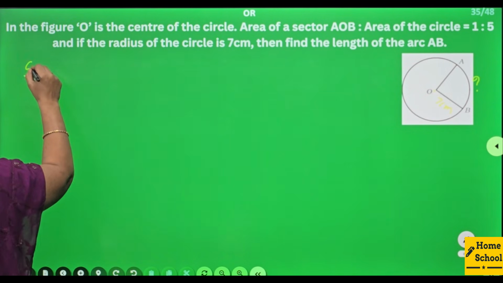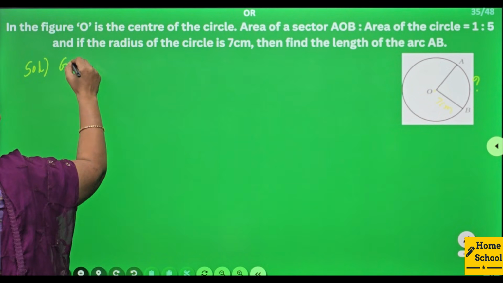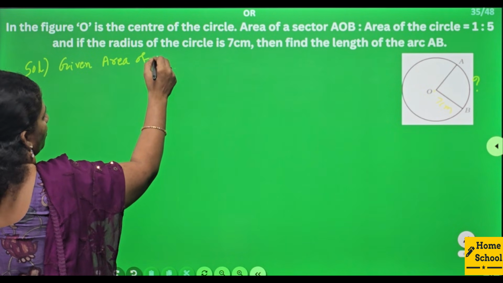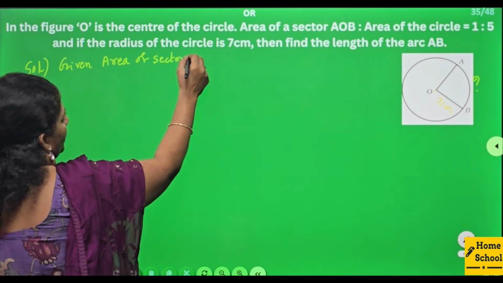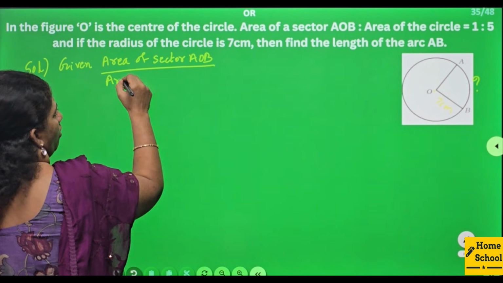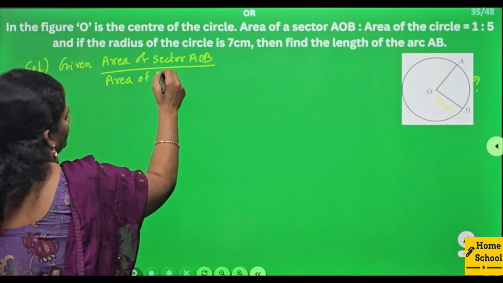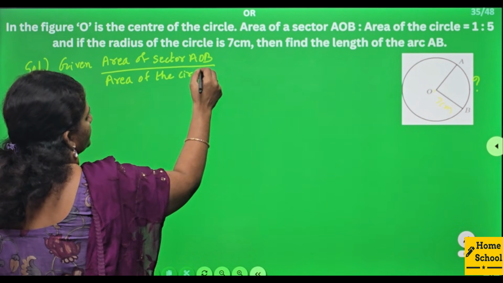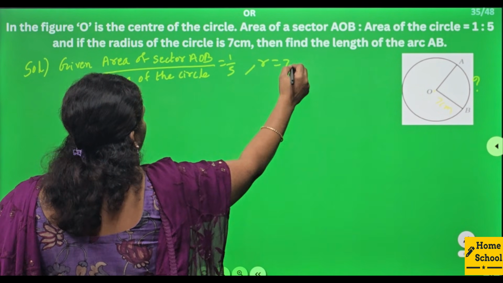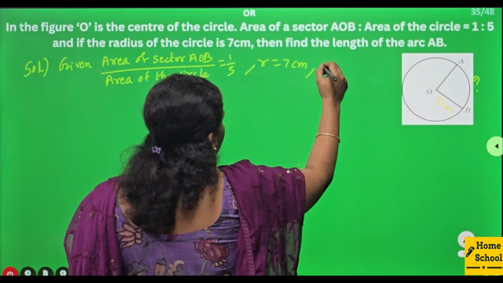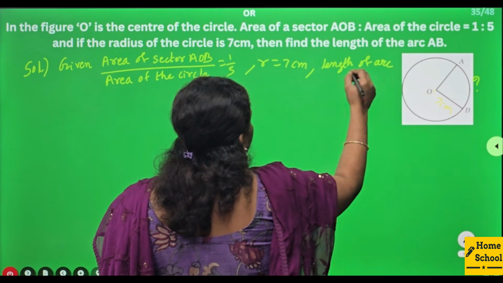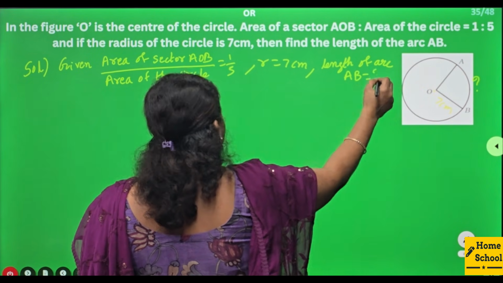Given area of a sector AOB by area of the circle is equal to 1:5 and given radius is equal to 7 centimeters. Find the length of the arc. Length of arc AB is equal to question mark.